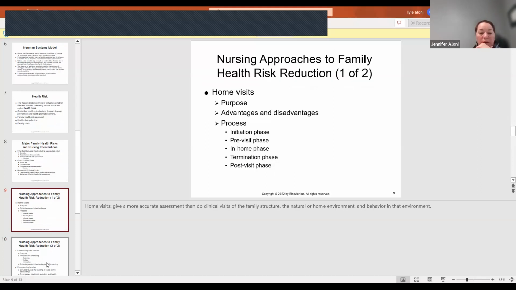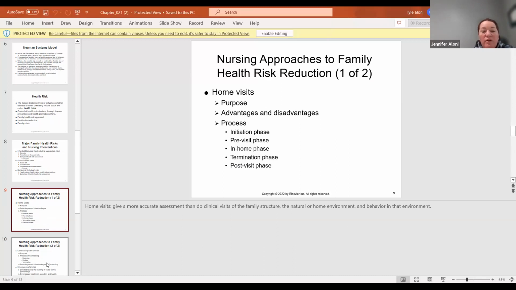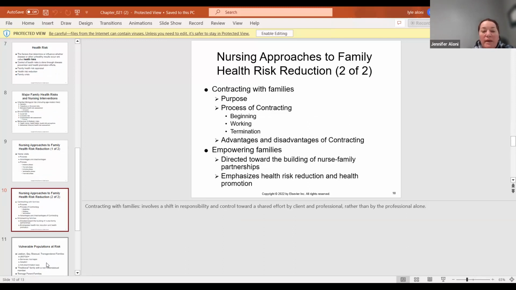When we look at home visits, remember, we're going to have several different phases of them. And we're going to make sure we establish why we're coming so that the family knows what our purpose is and we don't just show up. We have our initiation, pre-visit, in-home, termination, and post-visit. When we contract with families, we're going to make sure we begin identifying ourselves, identifying what we're doing. We're going to be working with them, and then we're going to be terminating. And then we empower families. The whole goal here is to make the families empowered and able to take care of their person who they need to.